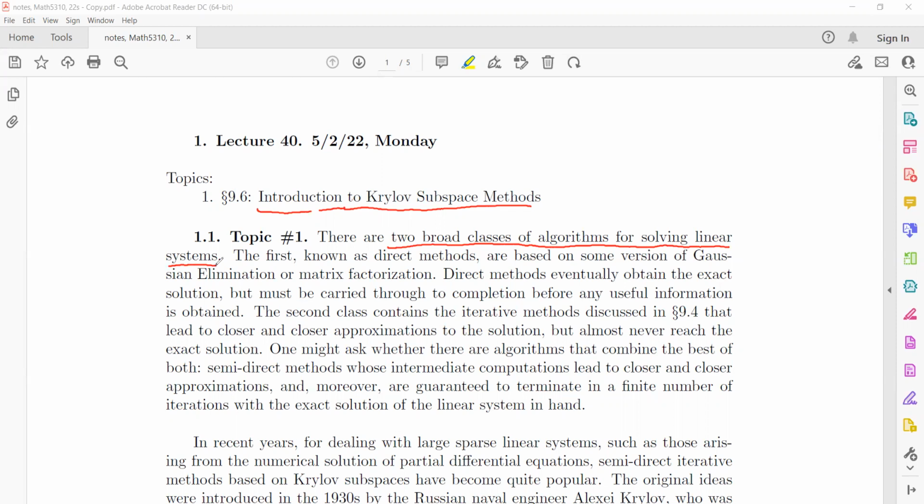recall the direct method. A direct method usually means a Gaussian elimination or its variants. Gaussian elimination and its variants are usually used to solve large and dense linear systems. But when the linear system is sparse, we usually don't use Gaussian elimination because Gaussian elimination requires large storage.